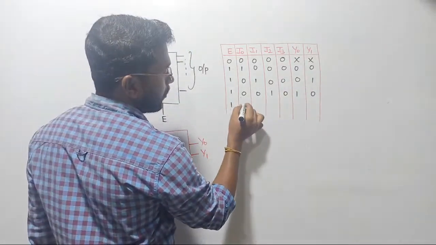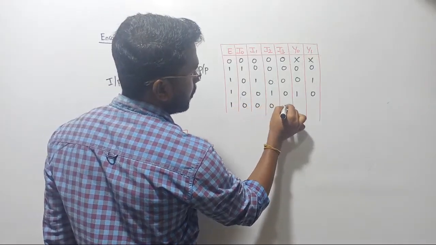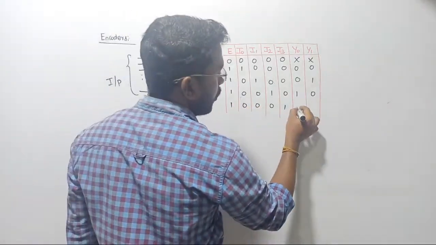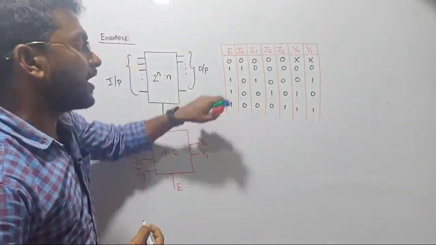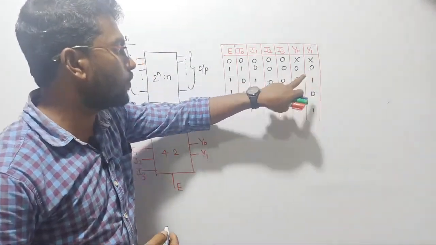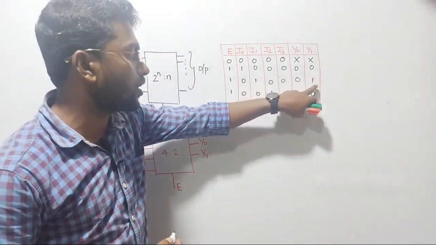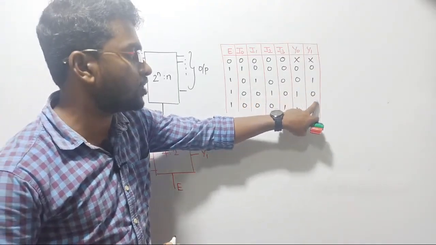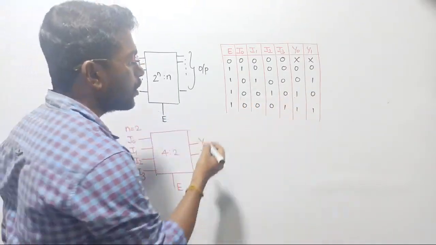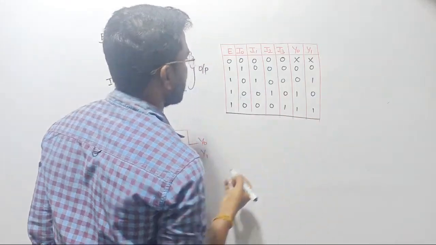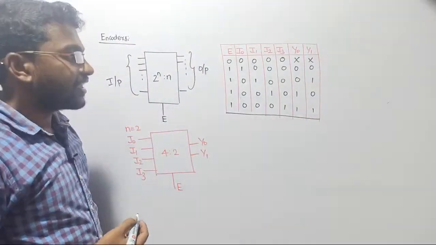See that the enable pin is 1 only, all pins will be disabled, i3 is going to be enabled, automatically the output will become 1 1. When i0 is enabled, the output will become 0 0. When i1 is enabled, the output will become 0 1. When i2 is enabled, the output will become 1 0. When i3 is enabled, the output will become 1 1. Clear? So that is called what? Encoder circuit.